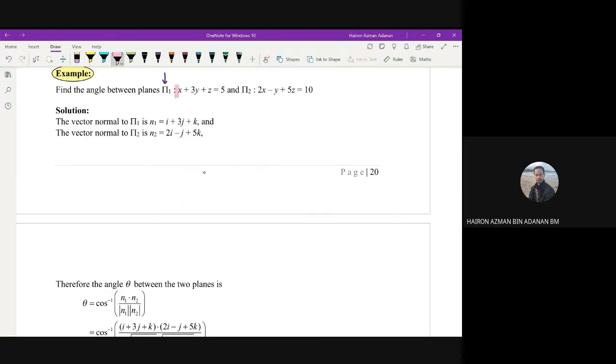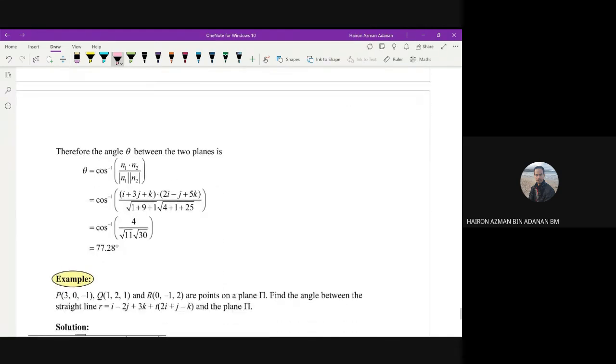Okay. Sebelah XYZ ni, sebelah XYZ tu you baca itulah normal bagi first plane. 1, 3, 1. Plane tu pun sama, sebelah XYZ tu, 2, -1, 5. Itu adalah second plane. Okay.